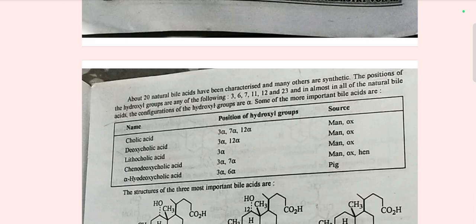Chenodeoxycholic acid. Position of hydroxyl groups 3 alpha and 7 alpha. Source: man, ox and hen. Alpha-hyodeoxycholic acid. Position of hydroxyl groups 3 alpha and 6 alpha. Source: pig.